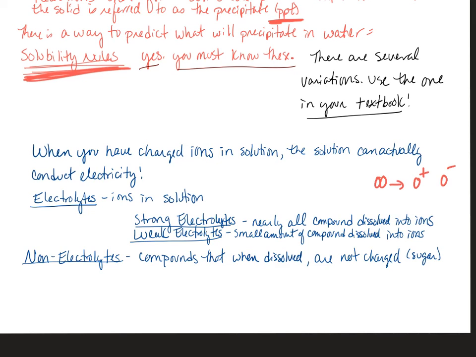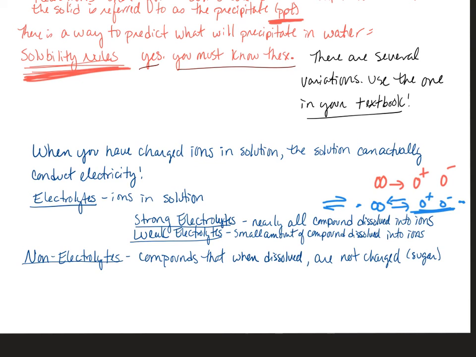Some things will fully do that, or what we call fully dissociate. Other things, on the other hand, will say, you know what, I'm okay with some of this going that way and giving you the positive and negative, but I'm kind of okay staying this way too. And sometimes you'll see arrows going back and forth like that, or another way is to go like this. Okay, those mean the same thing. But what that's saying is that not all of it goes to this side. Some of it stays on this side too. And so those would be weak electrolytes. So a small amount goes to the product side over here.